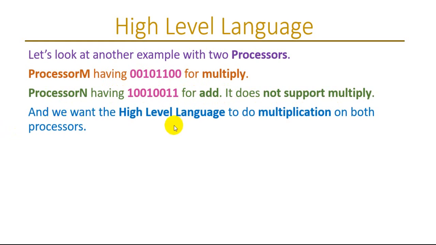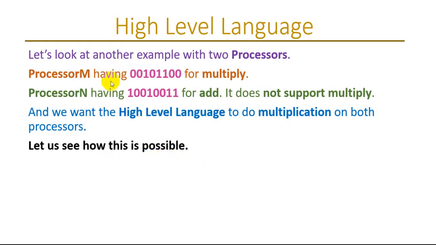And we want the high level language, that is the test language, let's say we have done, to do a multiplication, and that to be available on processor M and processor N. Processor M, let's say, is okay because it has multiply, no? But processor N does not have multiply. So let's see how that is implemented. Okay, let's see how this is possible.